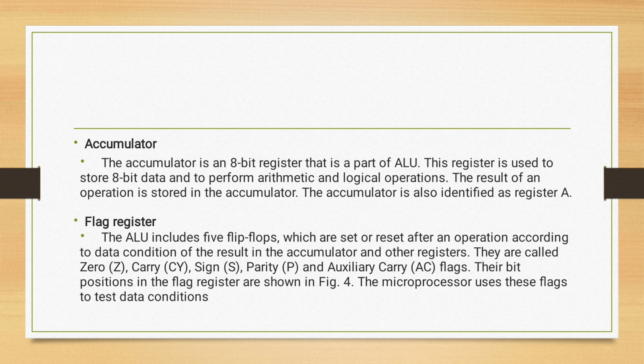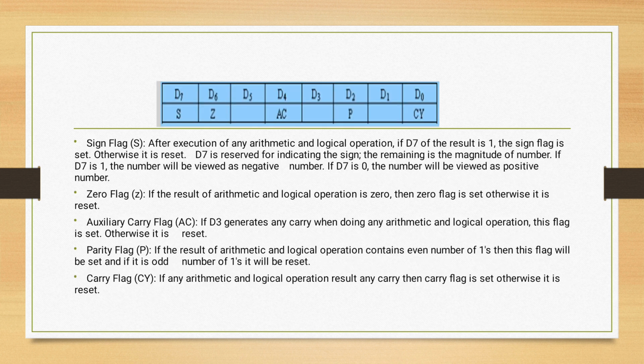Next, flag register. The ALU basically includes 5 flip-flops which are set or reset after completing the operations. There are 5 flags present. One is called zero flag, then carry flag, sign flag, parity and auxiliary carry flags. And their bit positions in the flag register are shown in the next slide.